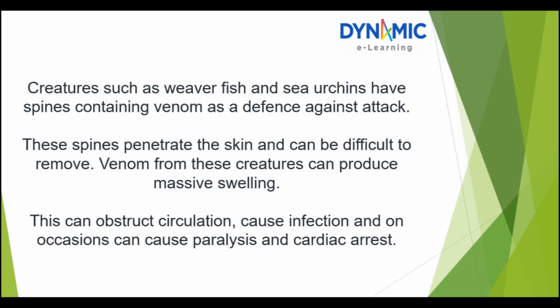Creatures such as weeverfish and sea urchins have spines containing venom as a defence against attack. These spines penetrate the skin and can be difficult to remove. Venom from these creatures can produce massive swelling. This can obstruct circulation, cause infection, and on occasions may cause paralysis and cardiac arrest.